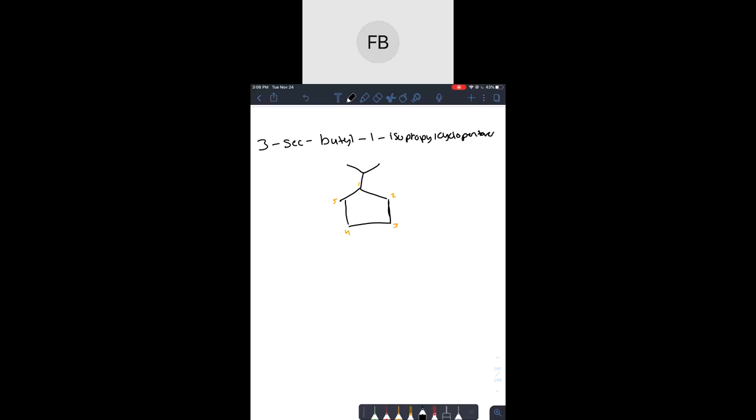And sec-butyl is like a line, then 1, 2, 3, 4. It's like 4 carbons, a butane, but on the second carbon it's joined. So there are 4 carbons overall, but on the second carbon, or the third, I forgot. Yeah, it's the second. So this is the answer.